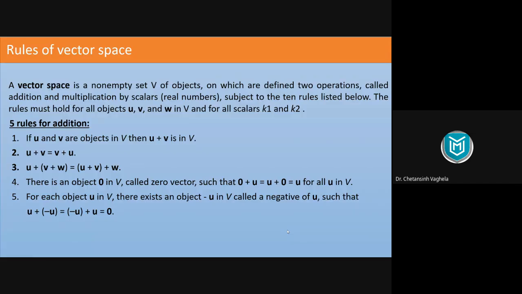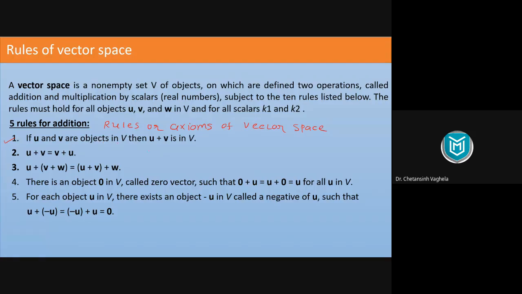Now let's try to understand these 5 rules or these 5 axioms. We also call it axioms sometime, right? They are called rules or axioms of vector space. Right, so these are the first 5 rules of vector space and they are for addition. Now this is the first rule. If U and V are two objects in set V, then their addition U plus V, it should also be part of set V. Right?